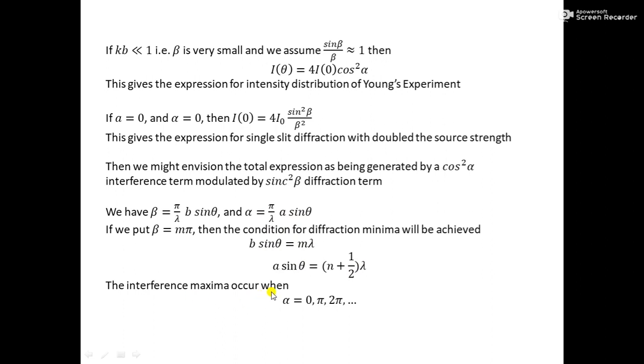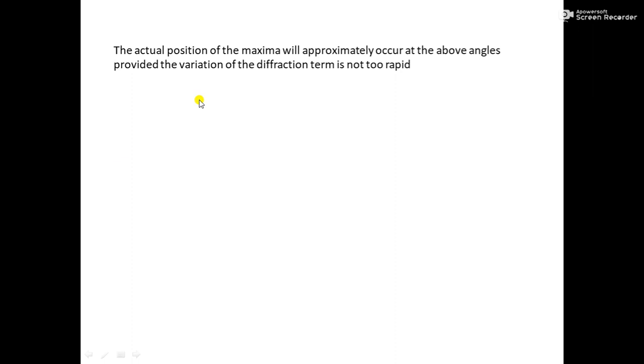The interference maxima occur when alpha is equal to 0, pi, 2 pi, etc., or when a sin theta equals 0, lambda, 2 lambda, etc. The actual position of the maxima will approximately occur at the above angles, provided the variation of the diffraction term is not too rapid. Also, a maximum may not occur at all if theta corresponds to a diffraction minimum.